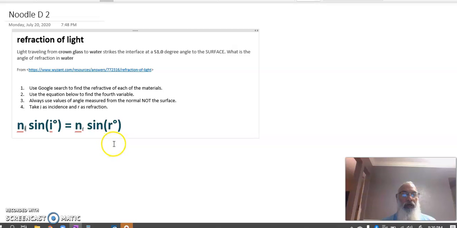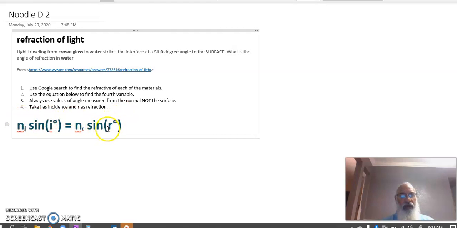And as long as you have three out of these four values, you should be able to find the fourth one. Of course, for the sin I and the sin R, that's something you can find from your calculator. So supposing you're looking for the angle of refraction, like in this case, you take the angle of incidence as 49, so you find the sine 49 from your calculator, use the value of the refractive index of ground glass for NI. NR is water, and you can find the refractive index of that from Google.